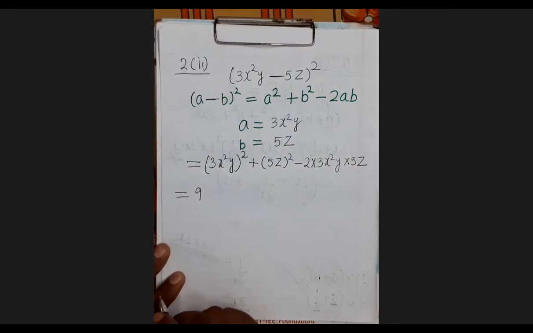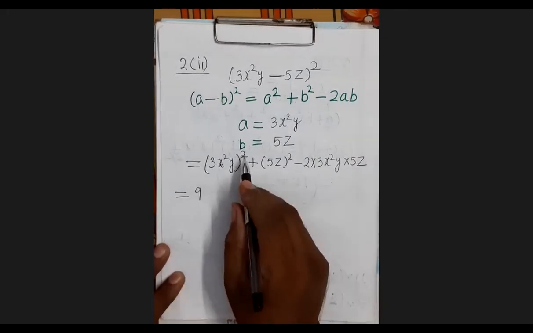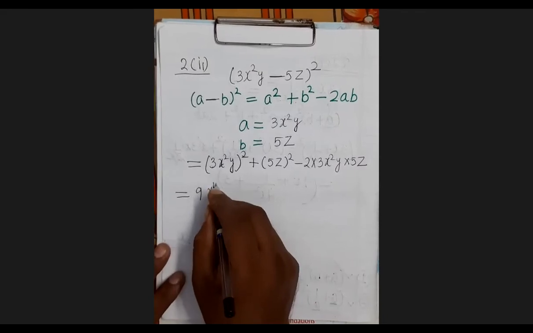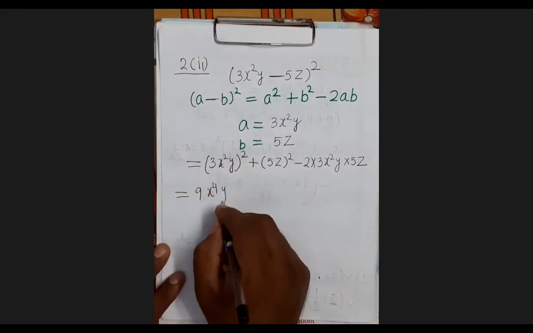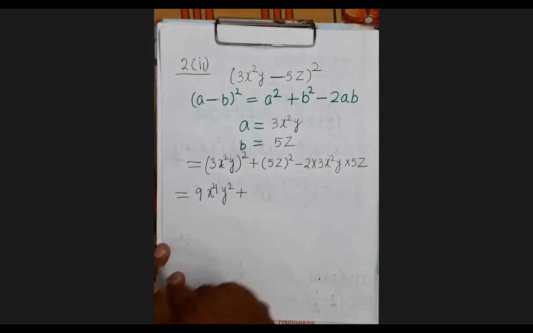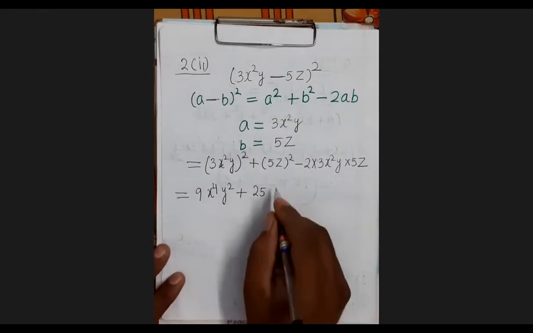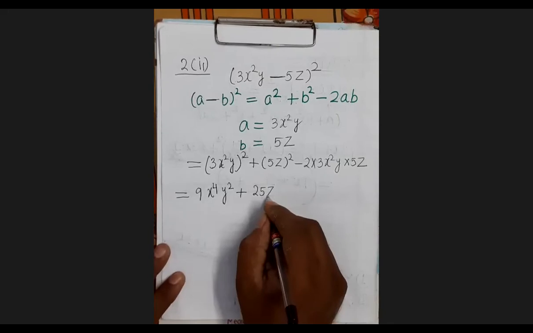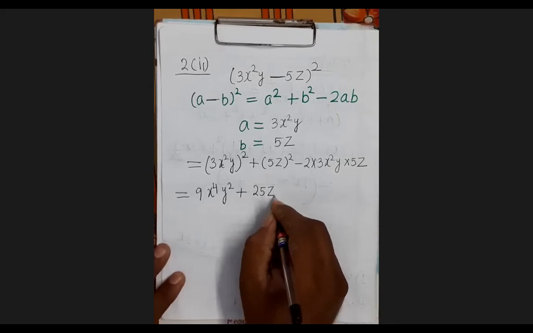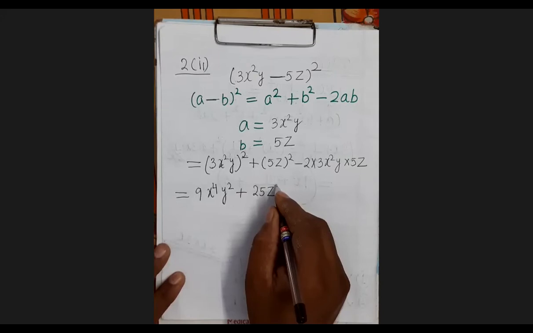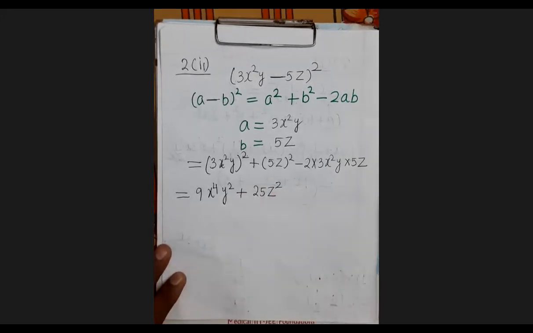x square का whole square. What does it mean? So x to the power 4. Y का square, y square. 5 square is 25, z square, 25z square.